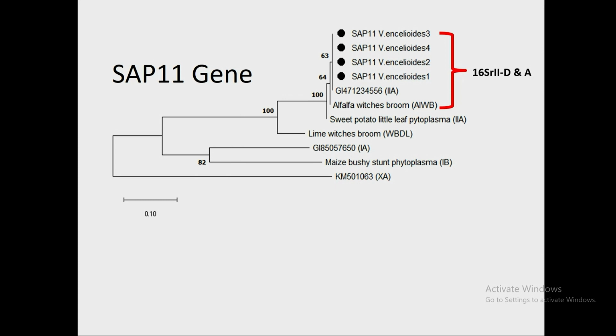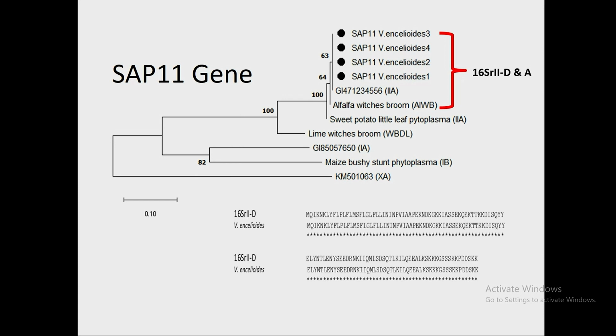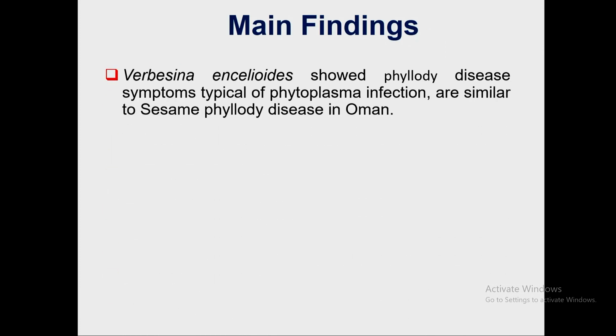And usually group 2D and A are almost so close together actually. And when I go to see if it is a true mutation or only silent, I found it silent, because the amino acid sequence is showing identical between group 2D and this phytoplasma. So that means this is a silent mutation. So the main finding here will be, for instance, showing yellow disease symptoms typical to phytoplasma infection, similar to what is called sesame phyllody in Oman.